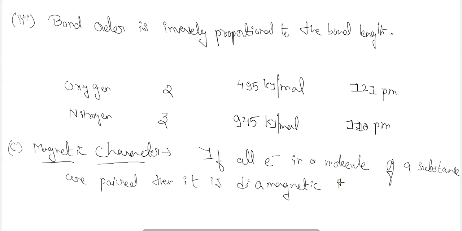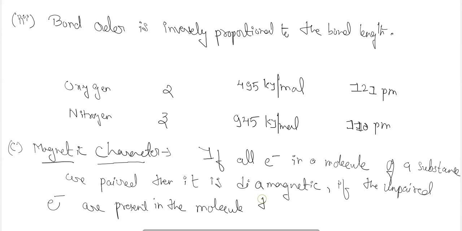On the other hand, if unpaired electrons are present in the molecule, it is paramagnetic. That is, it will be attracted by the magnetic field. So these are some of the properties which are denoted by the energy diagram of the molecular orbitals.